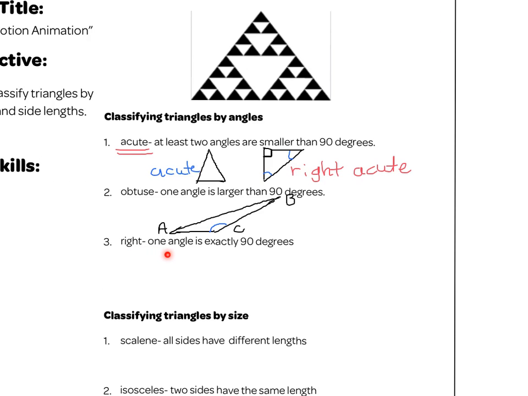The classification would be a right triangle. We have a right triangle where there's one right angle, and that is the classification for a right triangle. Right triangles are also going to be acute, very similar to the one that we saw in the classification for number 1, so just be aware of that.